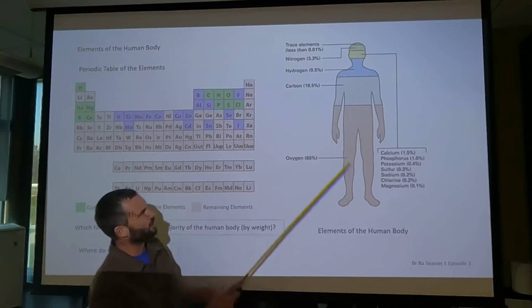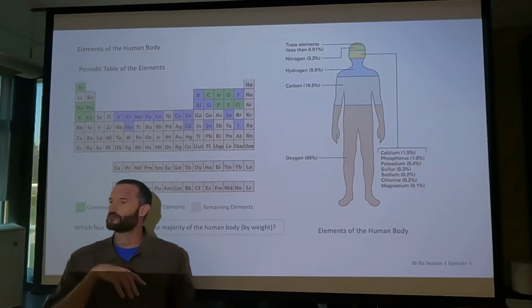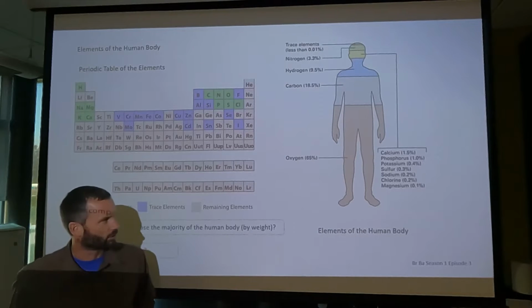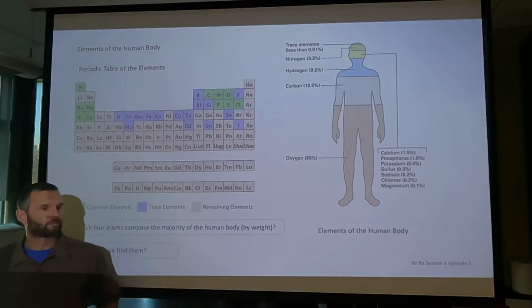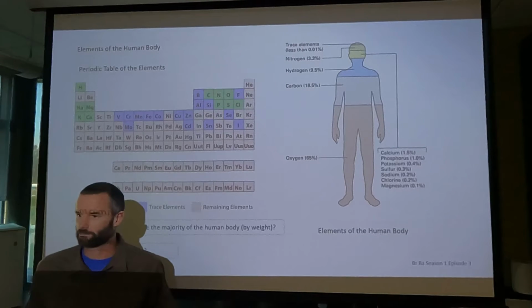And then we have some other elements that we call trace elements that are just found in little dust amounts, like zinc and copper. And they're very important, but they're just not a very significant amount of weight when it comes to the body.